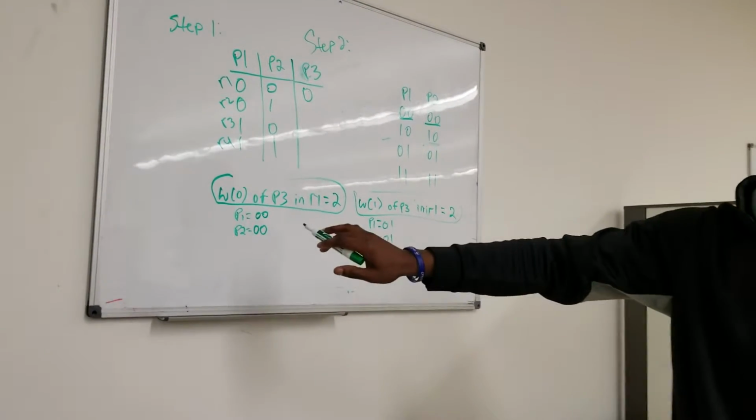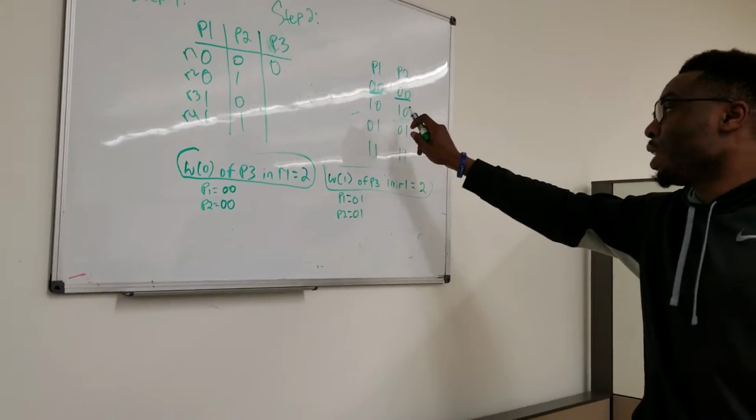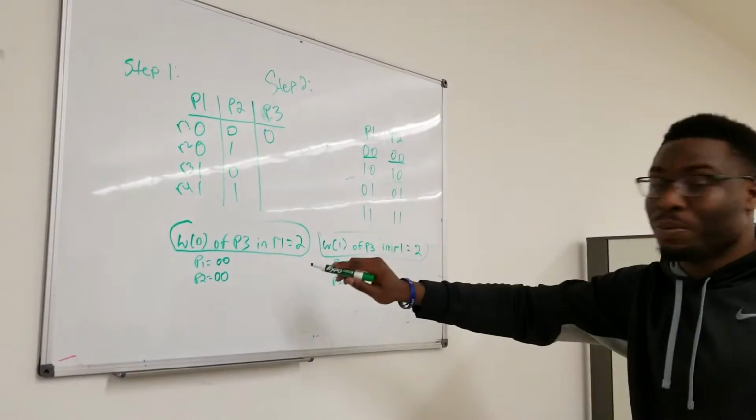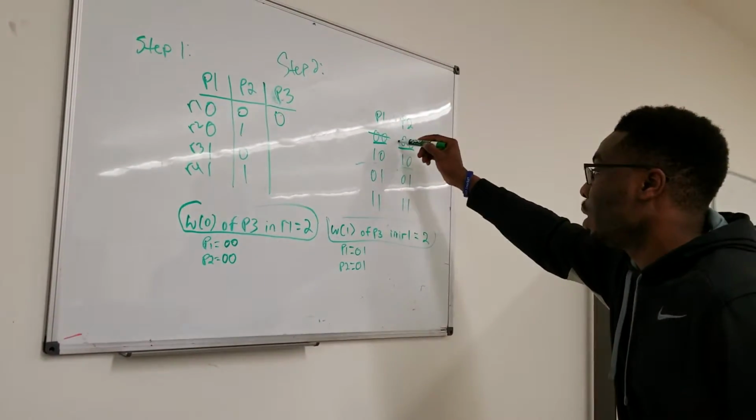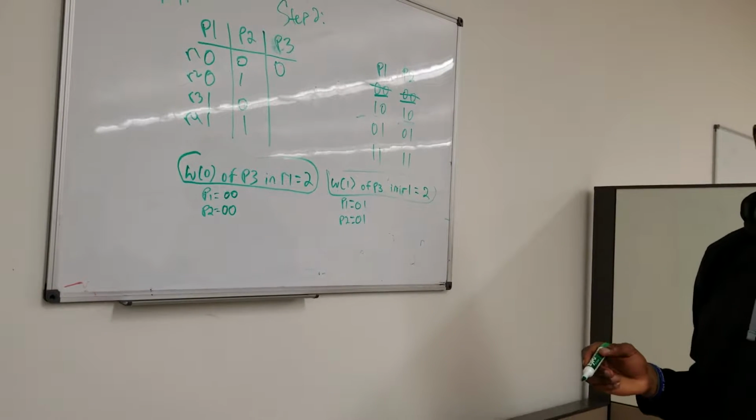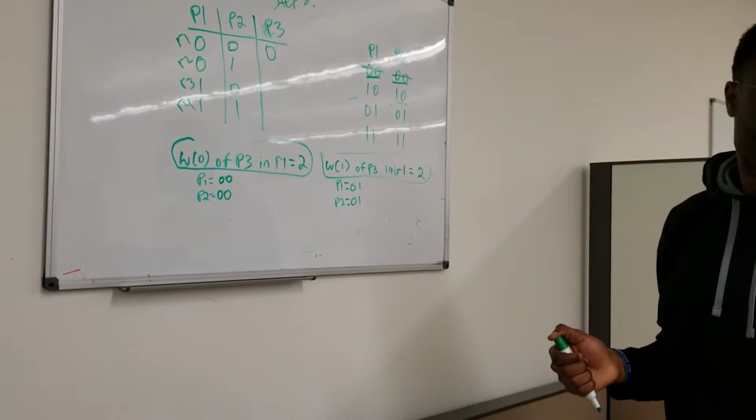So once we choose that 0, this is what's important over here. Once you choose that 0 for P1 and P2, you have to cross it out over here. Okay. So those combinations have already been done.